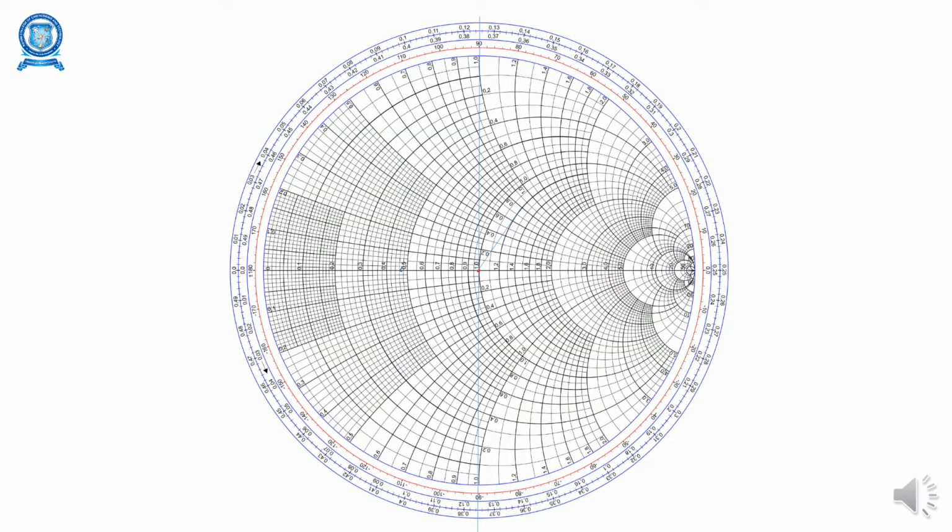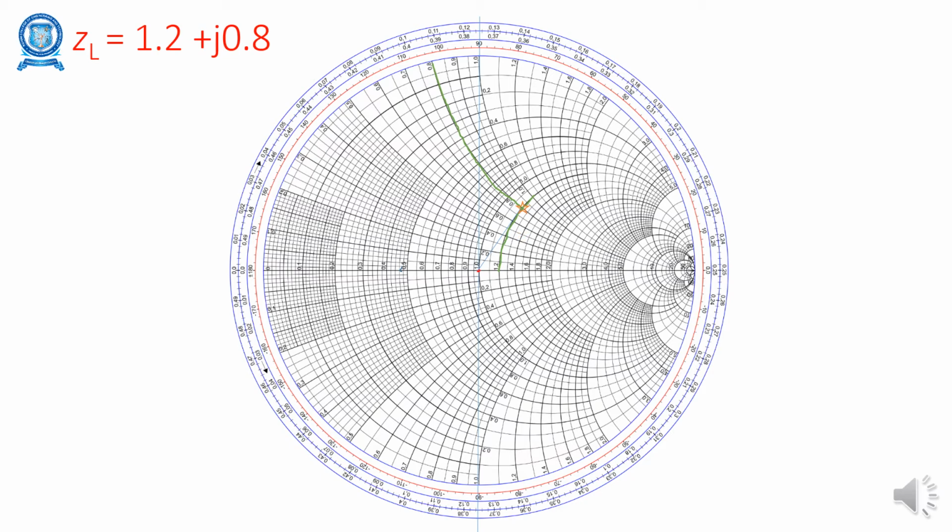Now we are going to mark ZL dash equal to 1.2 plus j0.8. The 1.2 lies on the left side of the Smith chart, and the 0.8 is drawn at the top of the Smith chart. Where these two lines intersect, that point is taken, and using the center and the radius, we draw the circle.